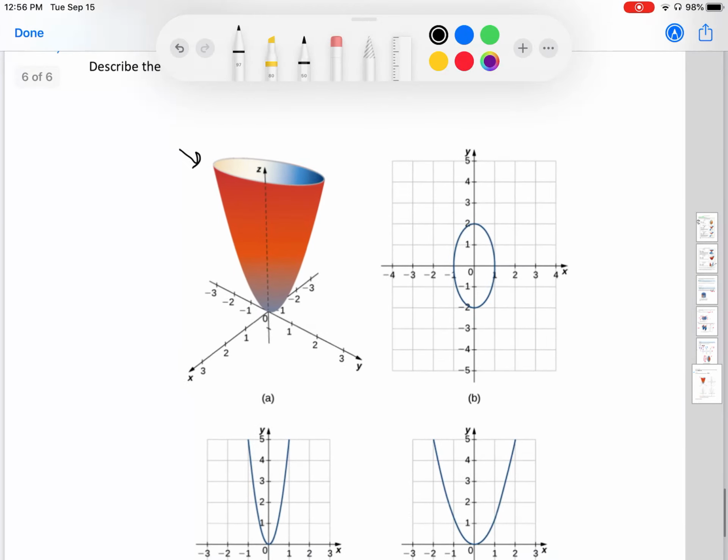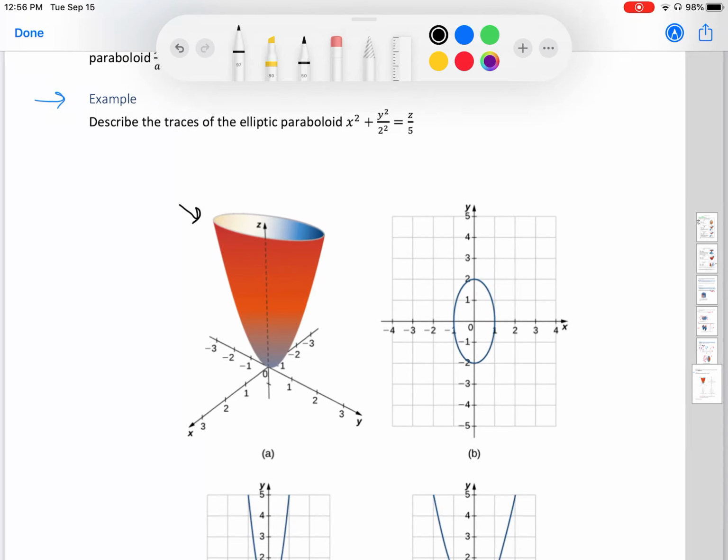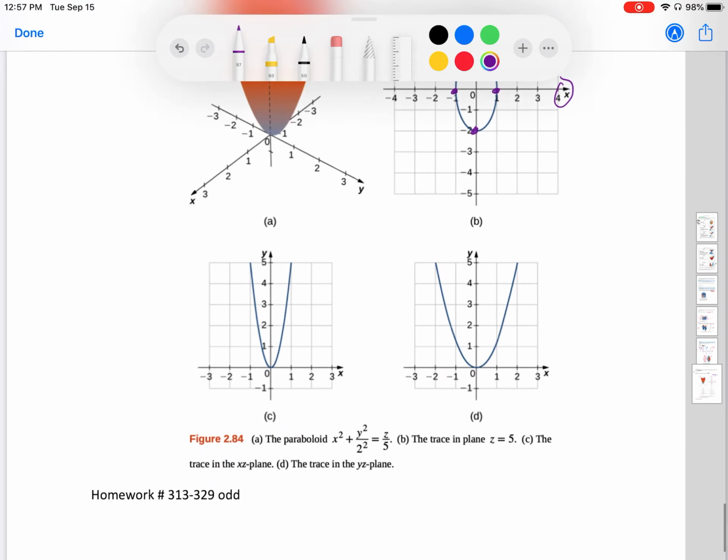All right, so we have this first trace working with our x and our y. Let's disregard the z. So we have x squared plus y squared over 2 squared, and let's disregard the z to create our ellipse. Okay, so we see that we have an ellipse centered at the origin with my x-axis going left and right 1 and my y-coordinates going up and down 2. We have our ellipse.